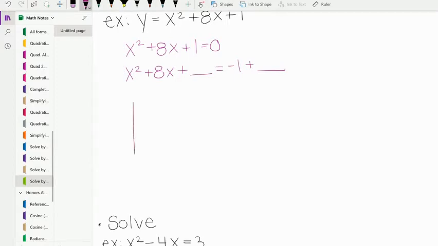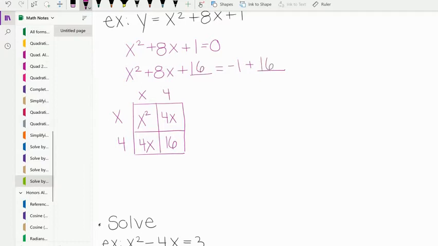Okay, so we're going to go ahead and create a box. And remember, we take the first term and place it in the first box. You take your middle term, which is 8x, and you divide it in half. So we get 4x and 4x. Then you come up with your edges. And so 4 times 4 is 16, so that completes the square. And you go ahead and put those in your blank spaces.